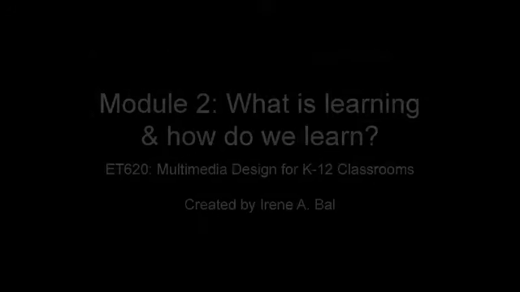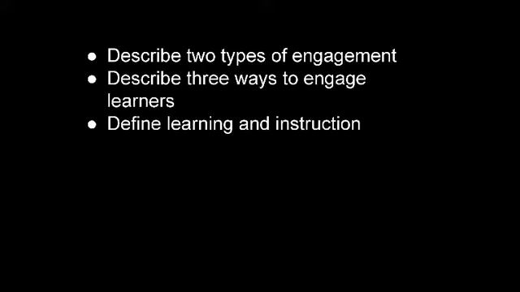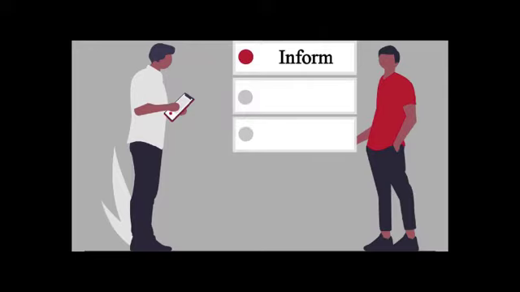By the end of this video, you will be able to describe 2 types of engagement, describe 3 ways to engage learners, define learning and instruction, and describe how we learn. First, a quick review. There are 3 types of learning goals: inform, perform procedural tasks, and perform strategic tasks.